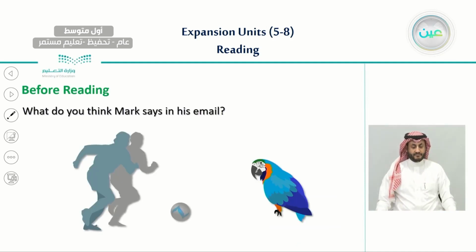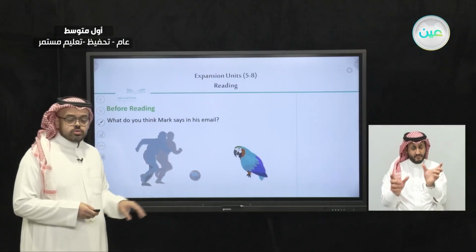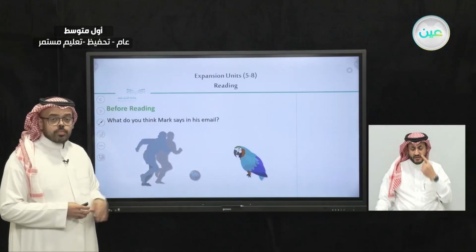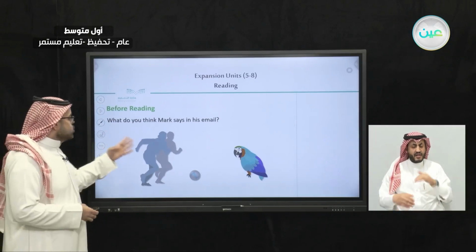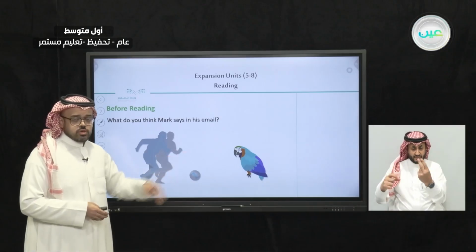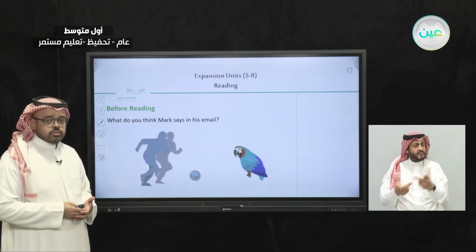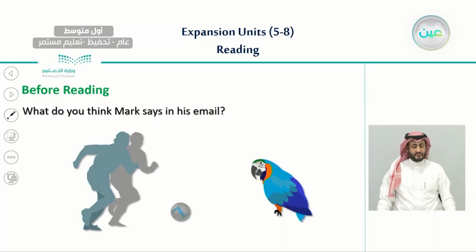Regarding our text, I have here two pictures for you. I want you to have a look at those two pictures and tell me, what do you think Mark says in his email? Mark sent an email to his friend Omar, and he attached those two photos. What do you think Mark will talk about? Maybe from the first one, he will talk about sport. And for the second one, he will talk about birds, especially parrots.